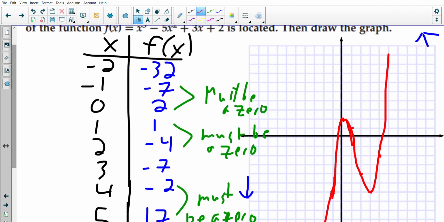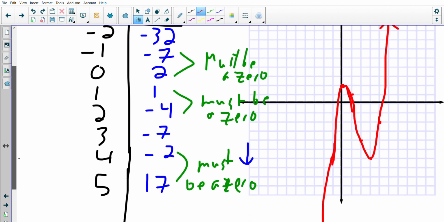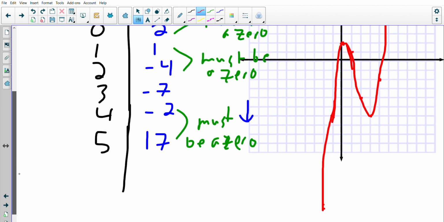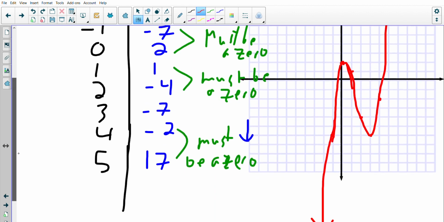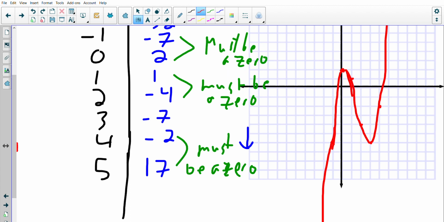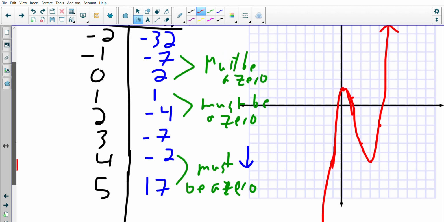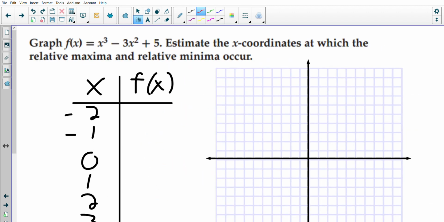Okay, so if you look at the graph, look where I crossed between all those numbers. I crossed the x-axis between -1 and 0. I crossed between 1 and 2. I crossed between 4 and 5. So that's what we're looking to do. Okay, so again, determine the x-coordinates.